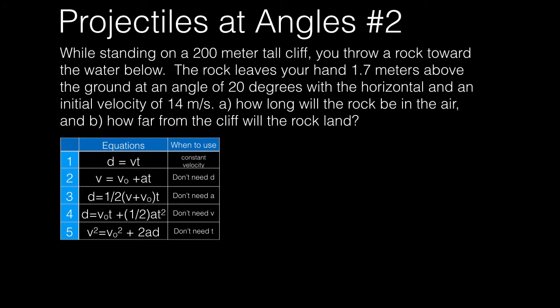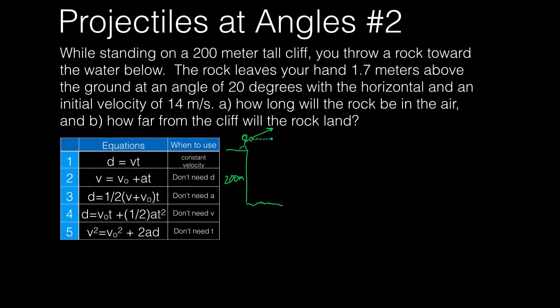As always, I think it's a good idea to draw a picture of what's taking place with this problem. So if we draw our cliff here, here's our 200-meter high cliff, and there's water below. So this was 200 meters. Here is you standing on the cliff, and you throw a rock. Here's the rock, at an angle, it said here, of 20 degrees. So we draw in that vector, and it forms an angle of 20 degrees with the horizontal.